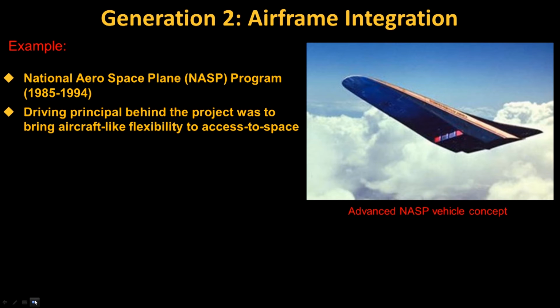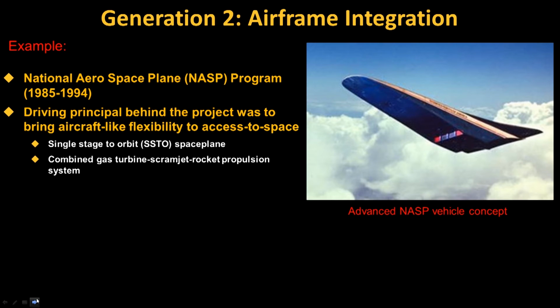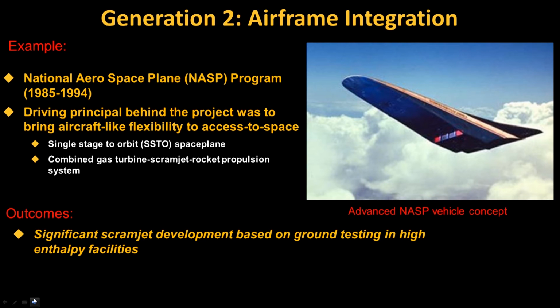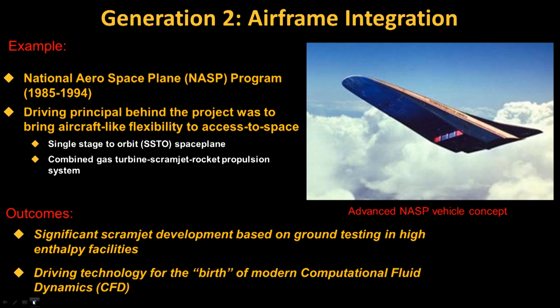Now, the driving principle behind the NASP program was to bring aircraft-like flexibility to space access. The solution for this was a single stage-to-orbit spaceplane with a combined gas turbine scramjet rocket propulsion system. Some important outcomes of the program were a significant increase in the understanding of scramjets, made possible by high enthalpy ground test facilities, and the birth of modern computational fluid dynamics, or CFD as it's known.